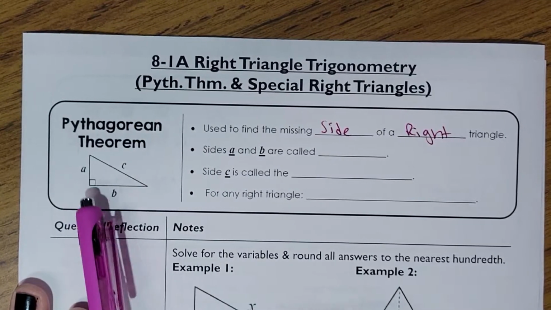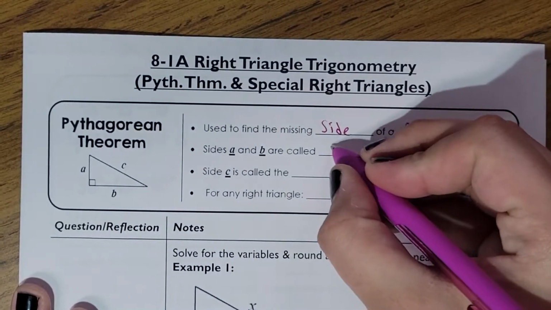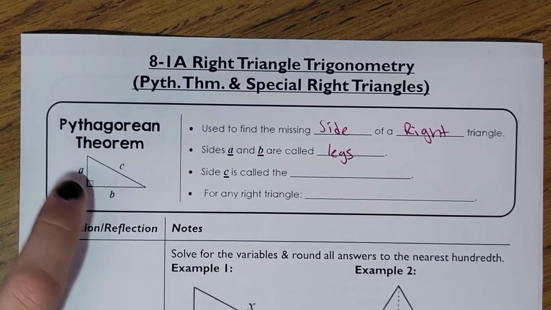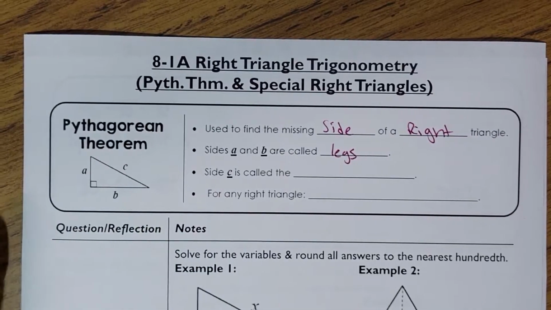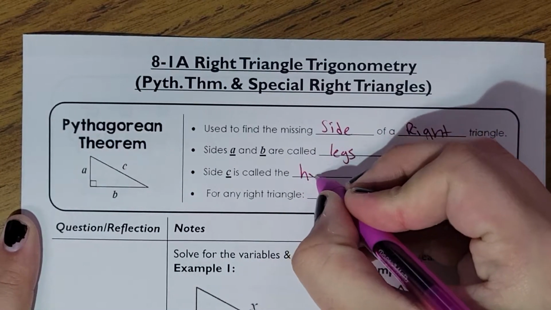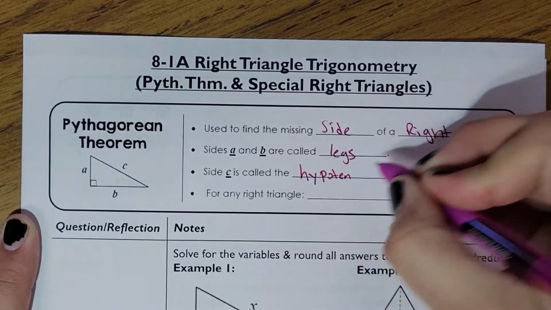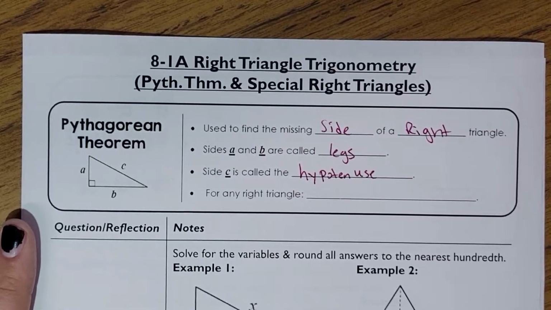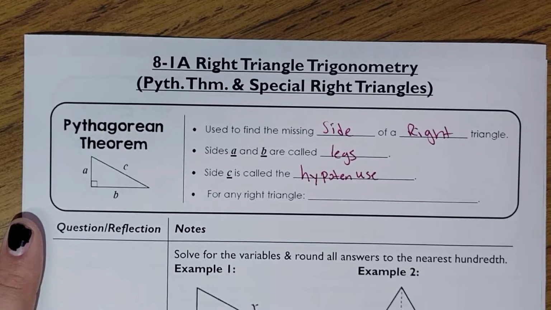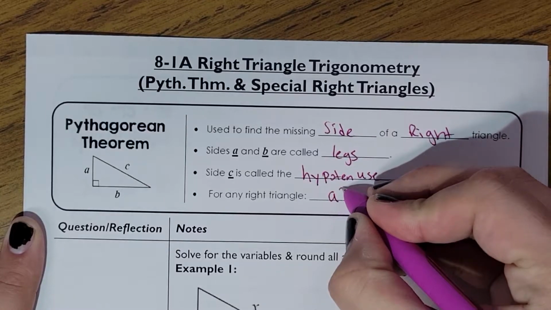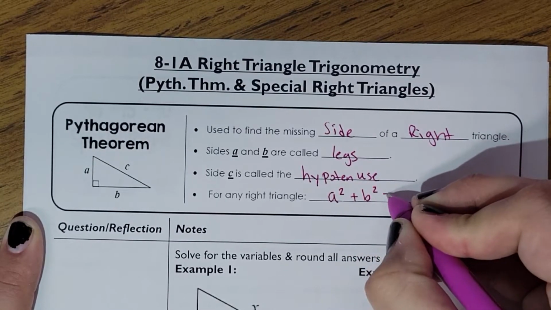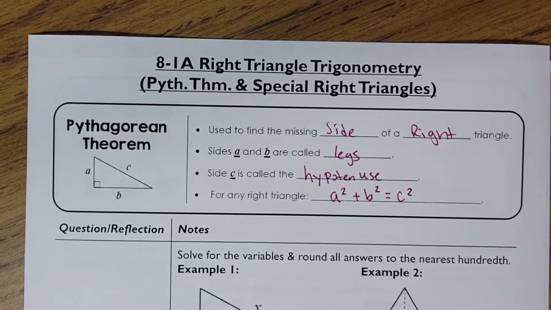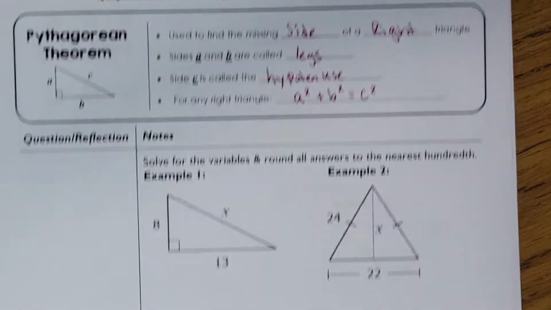A and B are the two sides that are connected to the 90-degree angle. We call those the legs of our right triangle. And C, the longest side, the one across from the 90-degree angle, that is referred to as our hypotenuse. We've used those words quite a bit this year, but there they are, just formally written down. And what we know is for any right triangle, a squared plus b squared equals c squared. For most of us, that's not going to be new. For most of us, that is something we've been working with all year, and you should be pretty comfortable with.